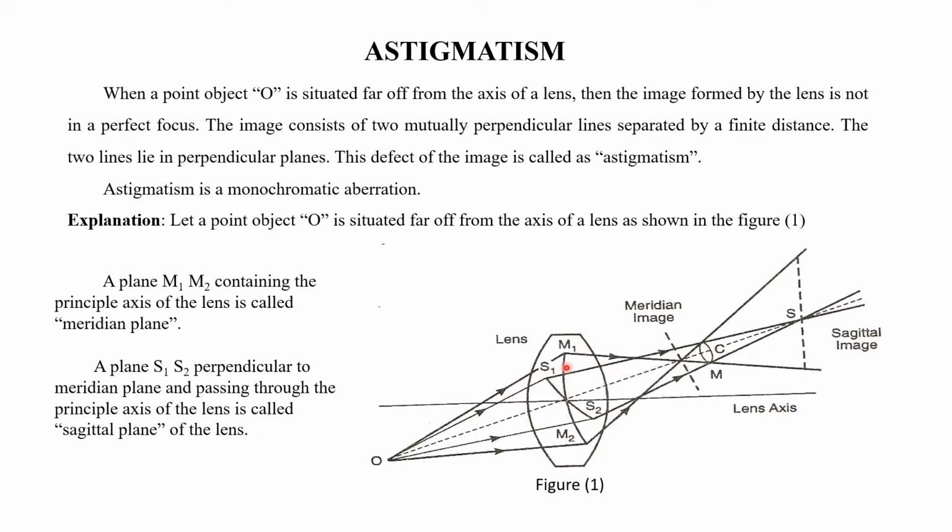Now, coming to the planes in the lens, a plane M1, M2 containing the principal axis of the lens is called the meridian plane. A plane S1, S2 perpendicular to the meridian plane and passing through the principal axis is called the sagittal plane. So, S1, S2 is the sagittal plane. It is perpendicular to the meridian plane M1, M2 and it passes through the principal axis. So, here the meridian plane M1, M2 and sagittal plane S1, S2 are perpendicular to each other.